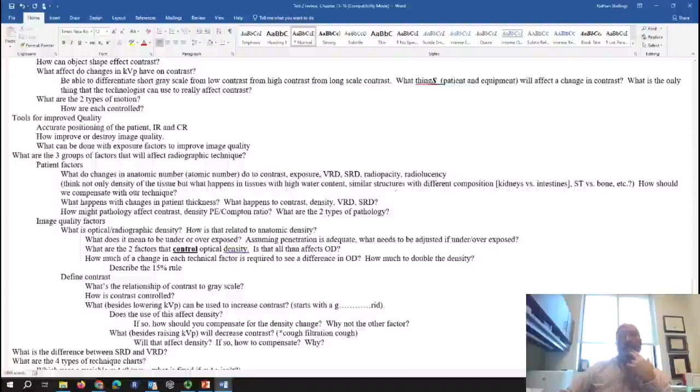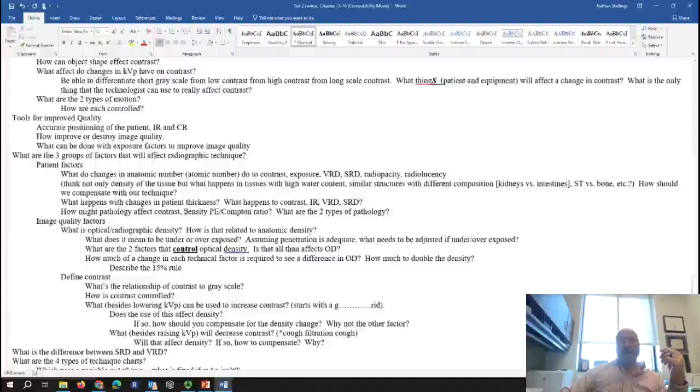How should we compensate with our technique? That's mass. Again, changes in patient thickness, mass, contrast, not much, but in theory, create more scatter radiation. Density or image receptor exposure would decrease. So we need to increase our mass, visibility, scatter radiation, sharpness for recorded detail. Again, the thickness could affect the OID, which could affect your sharpness for recorded detail.